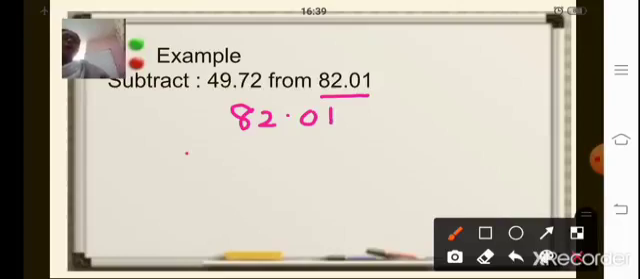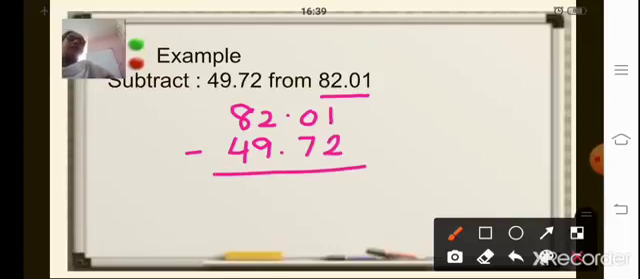82.01 minus 49.72. Subtract the numbers. Now you cannot subtract as 1 is smaller than 2. So borrow from here. This will become 10. Borrow from 10. This will become 11. Now here it is 11 minus 2 is 9. 9 minus 7 is 2.